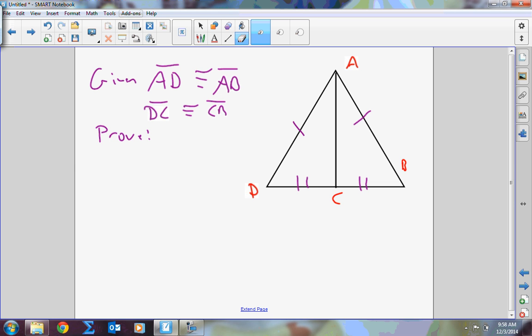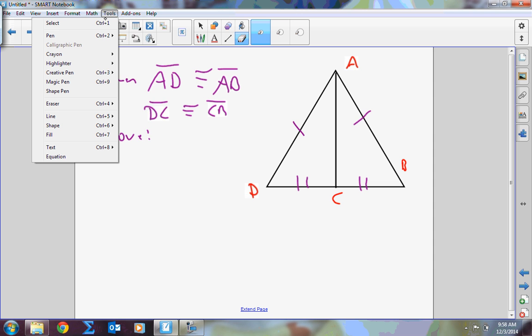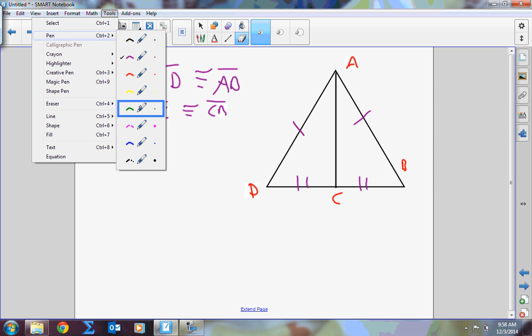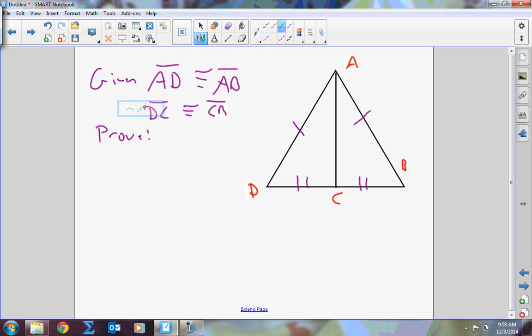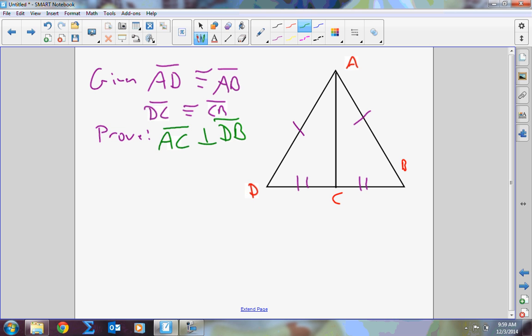By asking you to do something else, to actually use the congruence. So I might ask you to prove AC is perpendicular to DB. Now, the way that we do that is we use the congruence part of it, or the fact that all 6 parts would be congruent. So I can still go through and show those triangles are congruent by side, side, side.